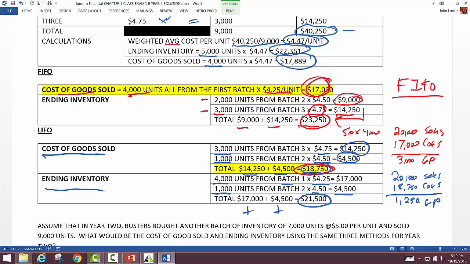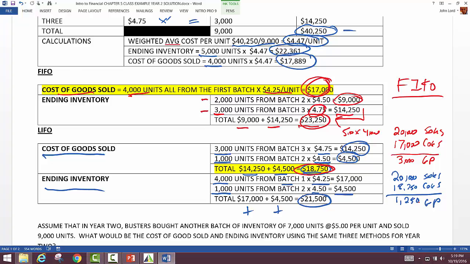So which method would you rather use? You want to use FIFO so you get a bigger net income? Why do you want to get a bigger net income? You make the same amount of money. It does not matter. How much actual money you make is not relevant here.